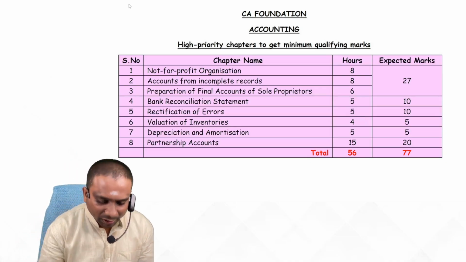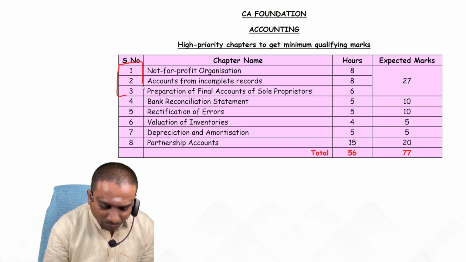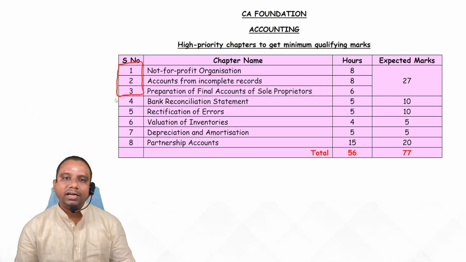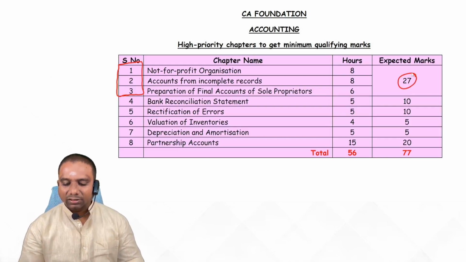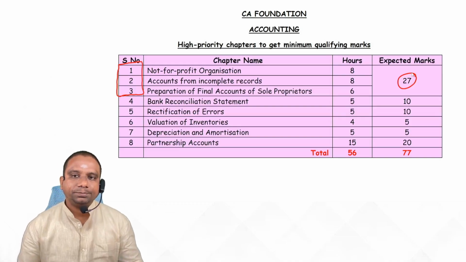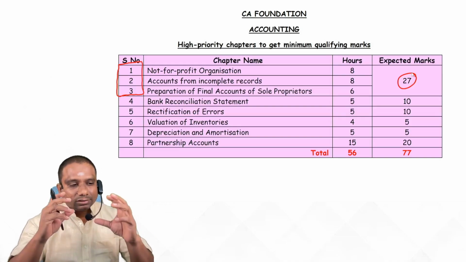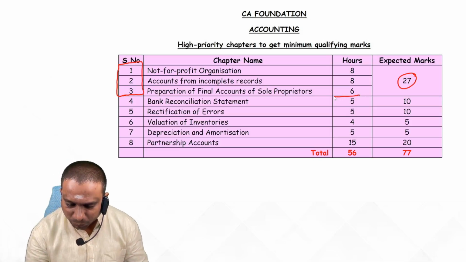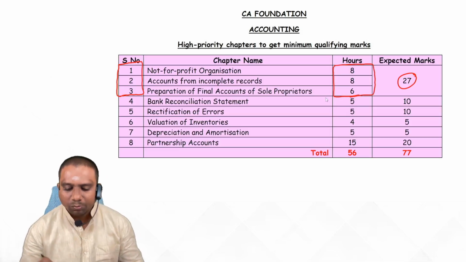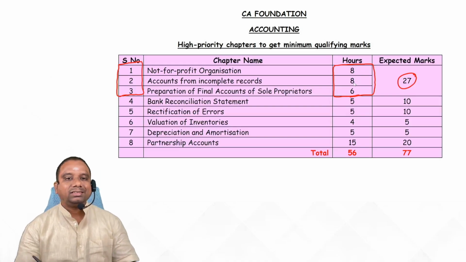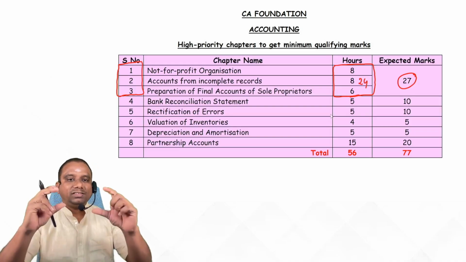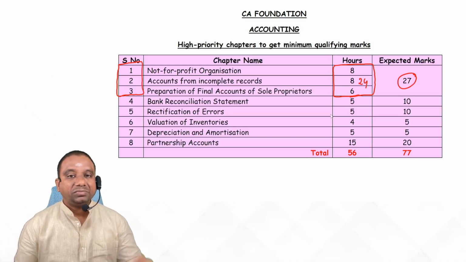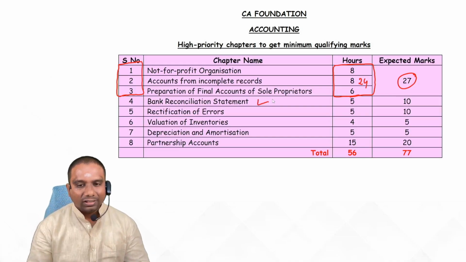First, we are bundling the first three chapters: NPO, final accounts, and incomplete records. From these chapters, you get damn sure 27 marks. And for studying these three chapters, you have to spend minimum 8 plus 8, 16 plus 6, 24 hours. 24 hours for these three chapters, students. Yes or no?